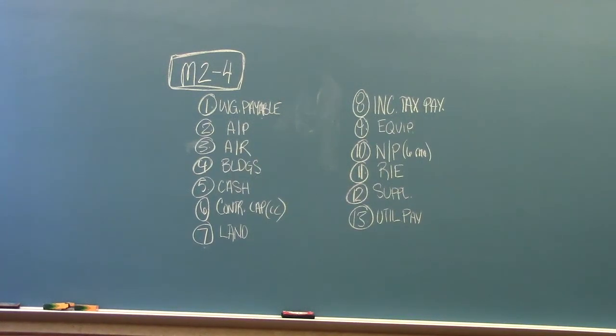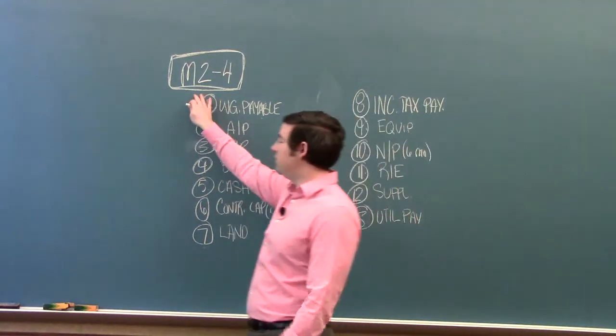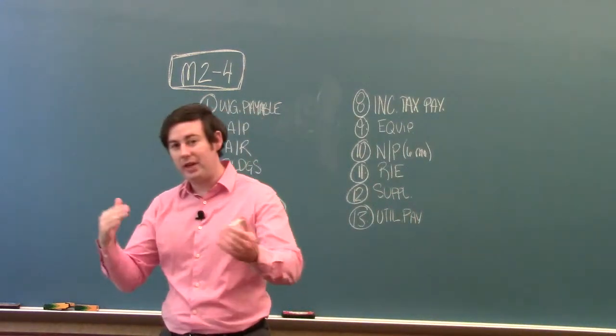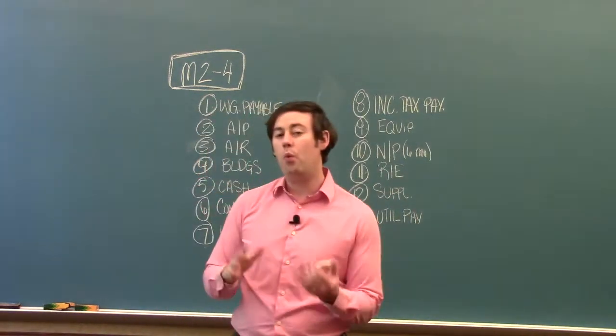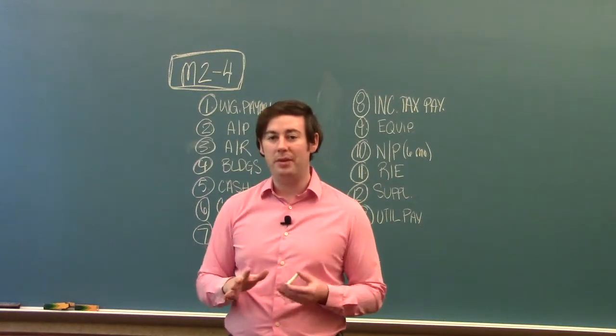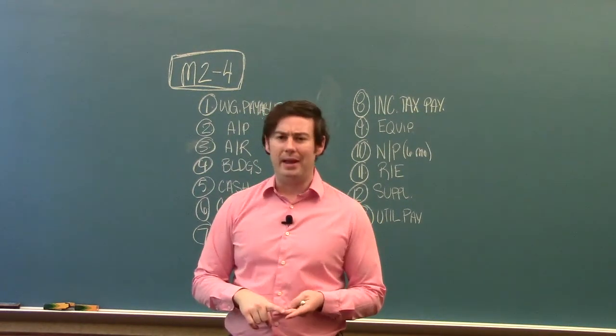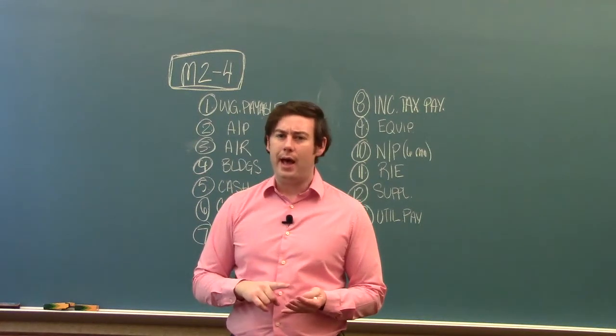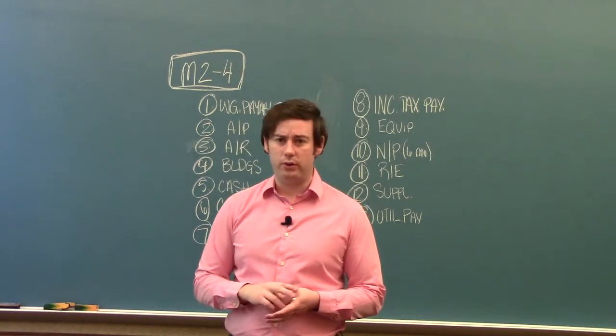Okay, the first problem on the list for Chapter 2 is M24. M24 gives us a list of accounts, and it wants to know what type of accounts they are. Where do they show up on the balance sheet? Are they current asset, current liability, non-current asset, non-current liability, or stockholders' equity, okay?